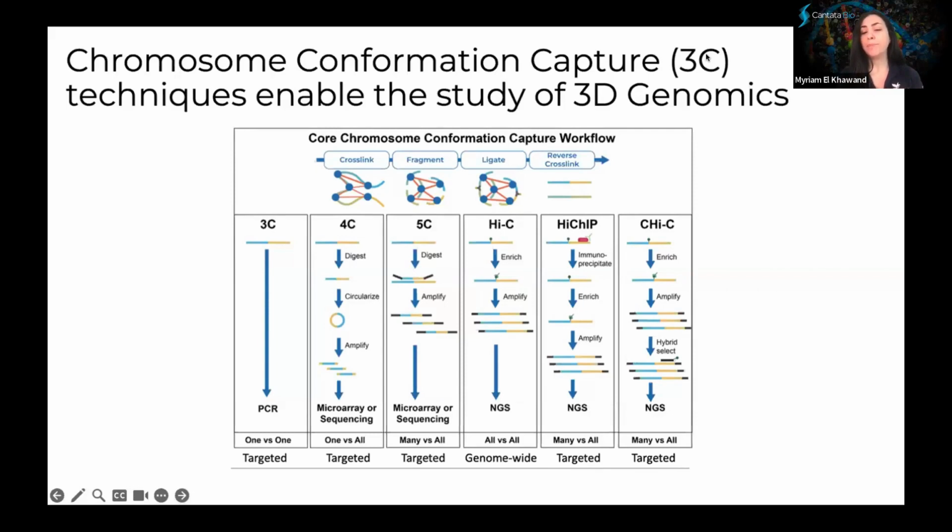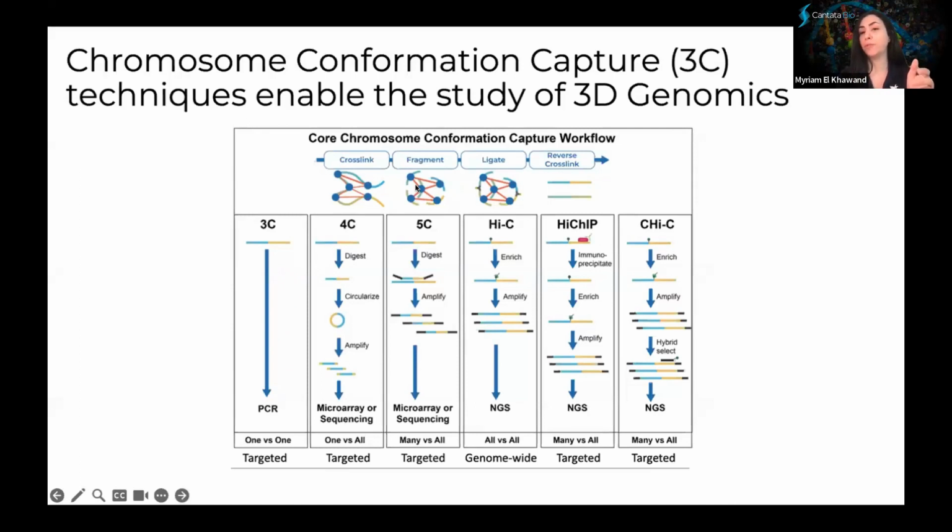So this category includes different techniques that all have in common that they use proximity ligation to infer the 3D proximity of regions of the genome that are distant to each other on that linear sequence space. So they all use this core workflow of proximity ligation. And the idea behind these techniques is to capture interactions by cross-linking the chromatin in the nucleus.